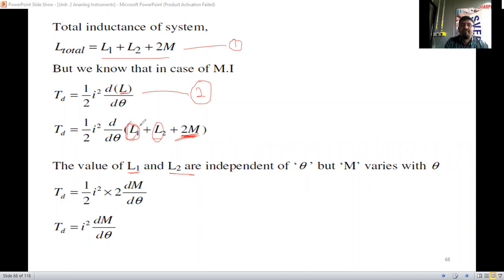Suppose L1 is 2 microhenry, L2 is 3 microhenry. The differentiation of 3 with respect to theta, what is the value? 0 only, right? Yes or no? I'm asking you people only. Try to give the reply.